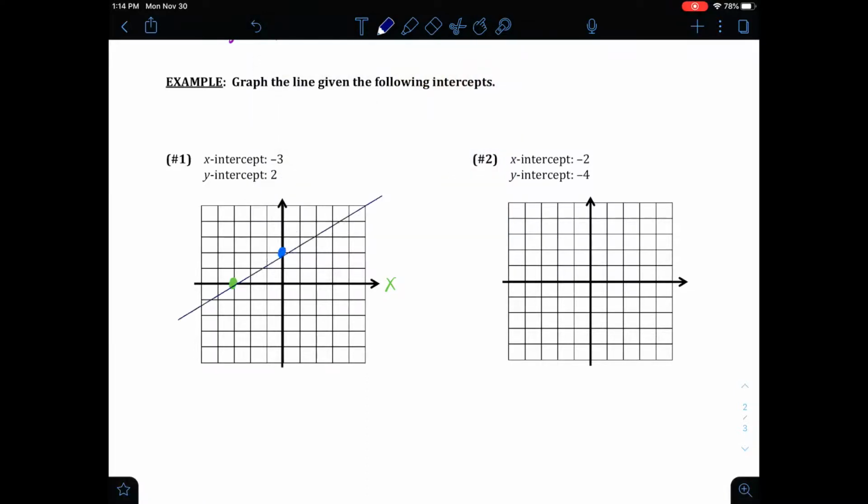We're going to connect the line. And there's our graph. That's all you got to do. If they give you the x and y intercept, you can just connect them, and that's all you got to do. But here's something I don't want you to do.